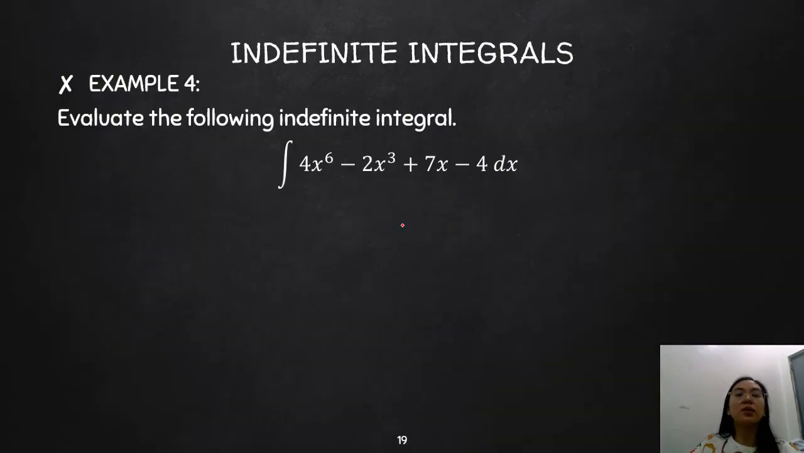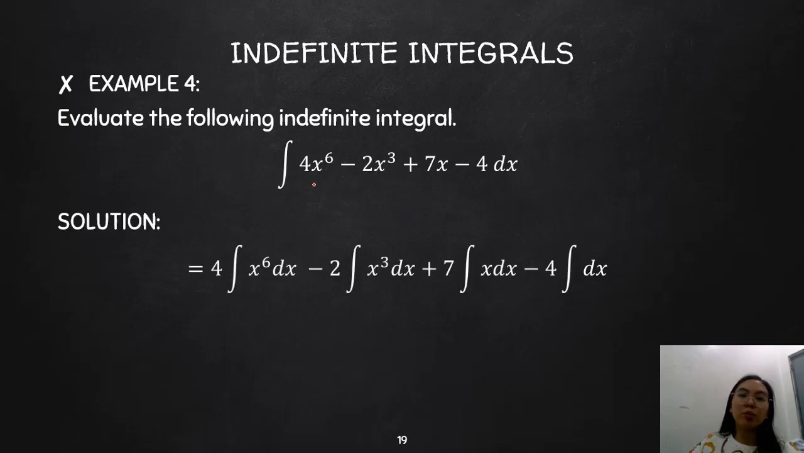And let's take a look at another example para po masanay tayo. So again, by property 1 and 2, so you put the constant outside. So you have 4, the integral of x raised to 6 dx minus 2, the integral of x cubed dx plus 7, the integral of x dx minus 4, the integral of dx. And then you get the integral of each of the following function.